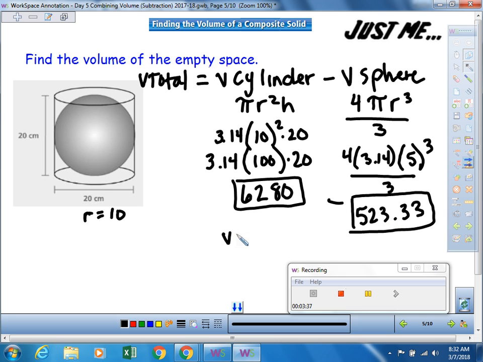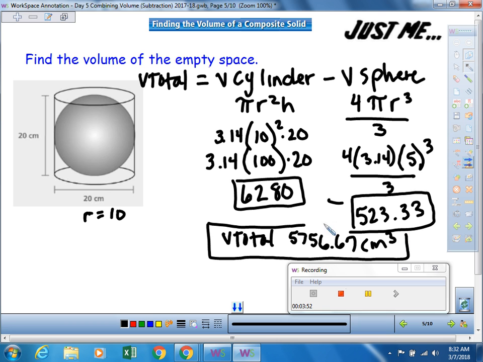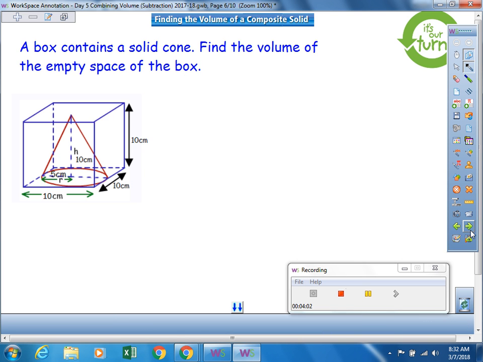So volume total, 5756.67 cm cubed. All right, so that's how you do it. It's the same, except you're going to subtract. And it does get a little bit more complex than this.